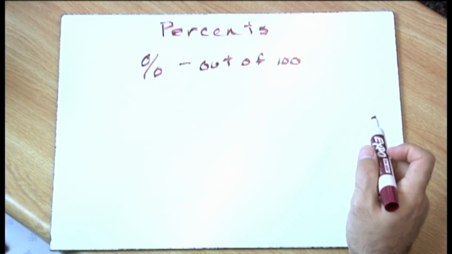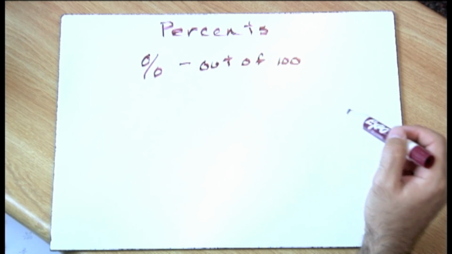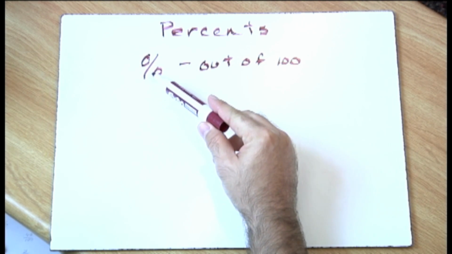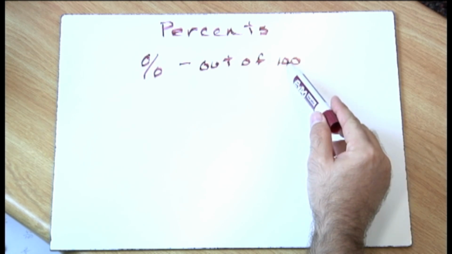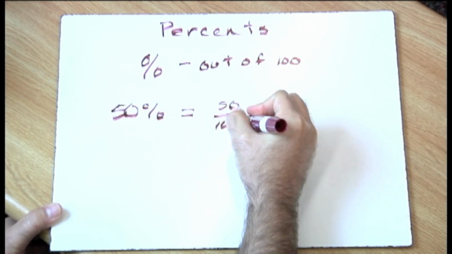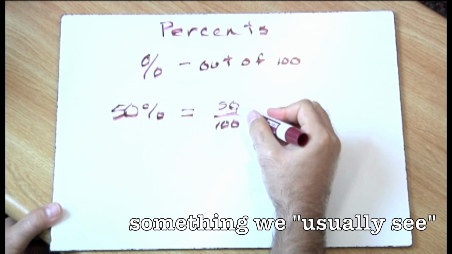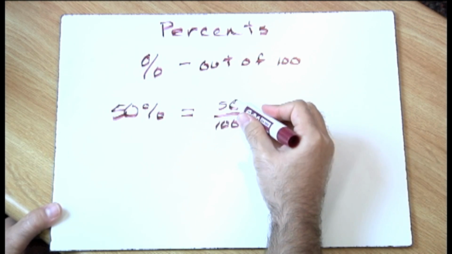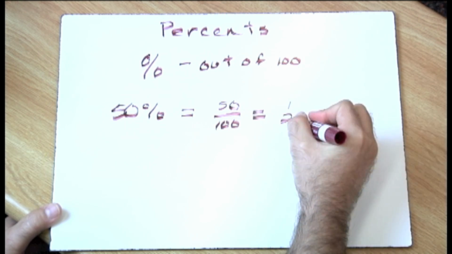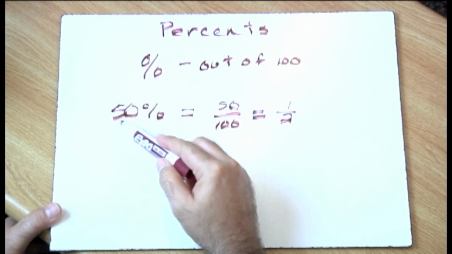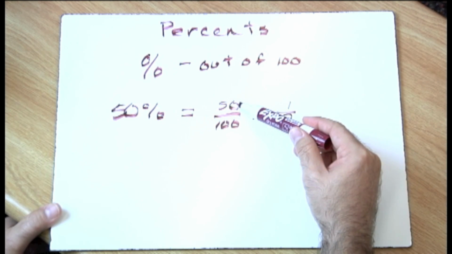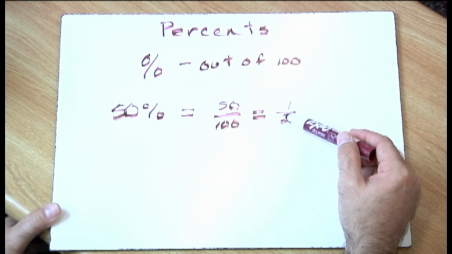Hey there, so we're here to talk about percents. What is a percent? Well, here's a percent sign. And the word percent means out of 100. Well, if we take a look at some examples, we have 50%. That's something we see usually. Well, 50% means 50 over 100, or 50 out of 100. And we can see that 50 hundredths can be reduced to 1/2. 50% is the same as 50 over 100, which can be reduced to 1/2.